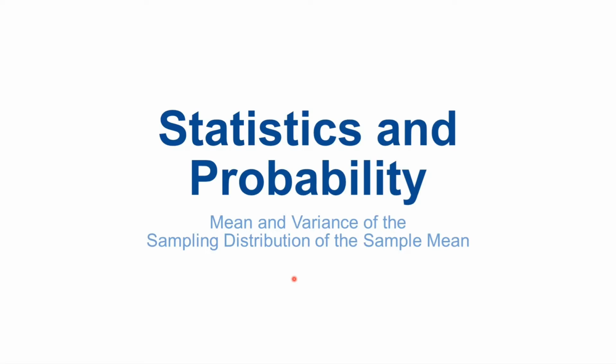Statistics and probability: mean and variance of the sampling distribution of the sample mean. In the previous lesson, we discussed the sampling distribution of the sample mean, where we identified the sampling distribution of the statistic, which is the sample mean, by listing all the possible means, finding the frequency, and solving the mean of the sample mean. This lesson is a continuation, but now we're going to find the mean and the variance of the sampling distribution of the sample mean. So let's start.